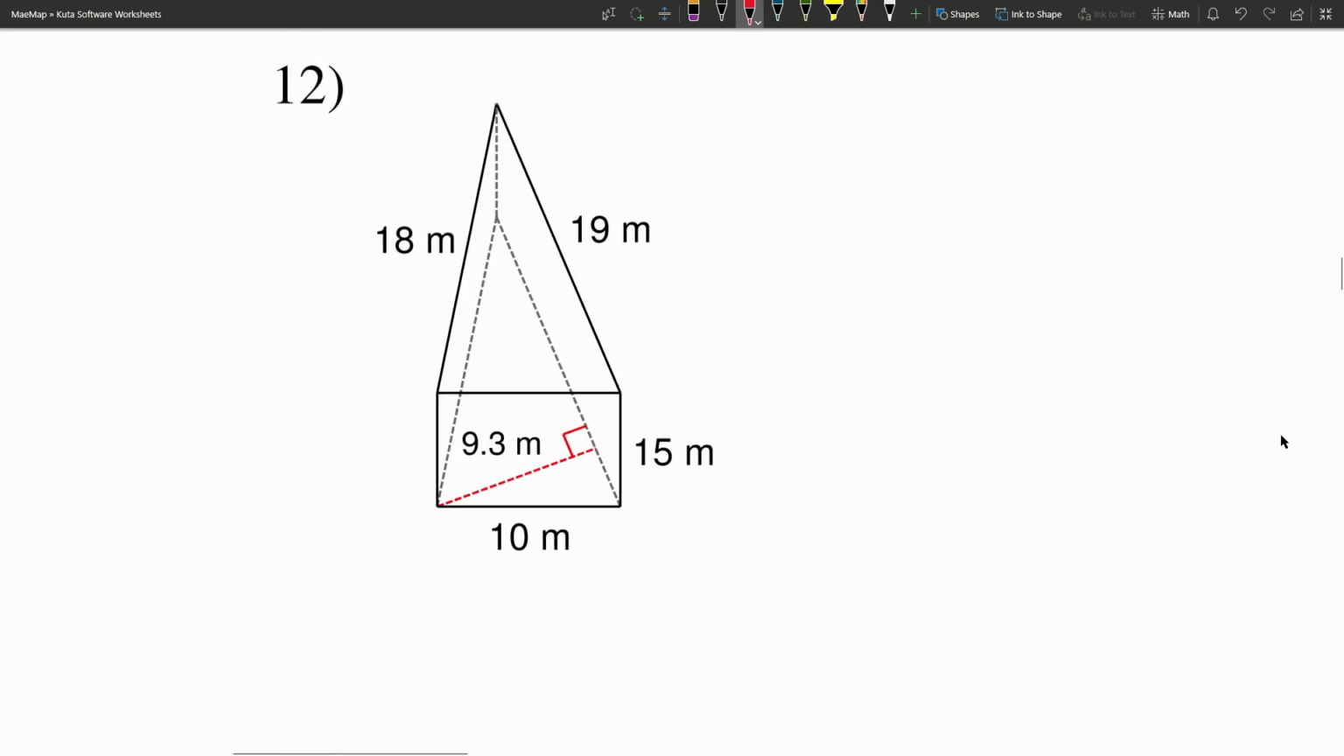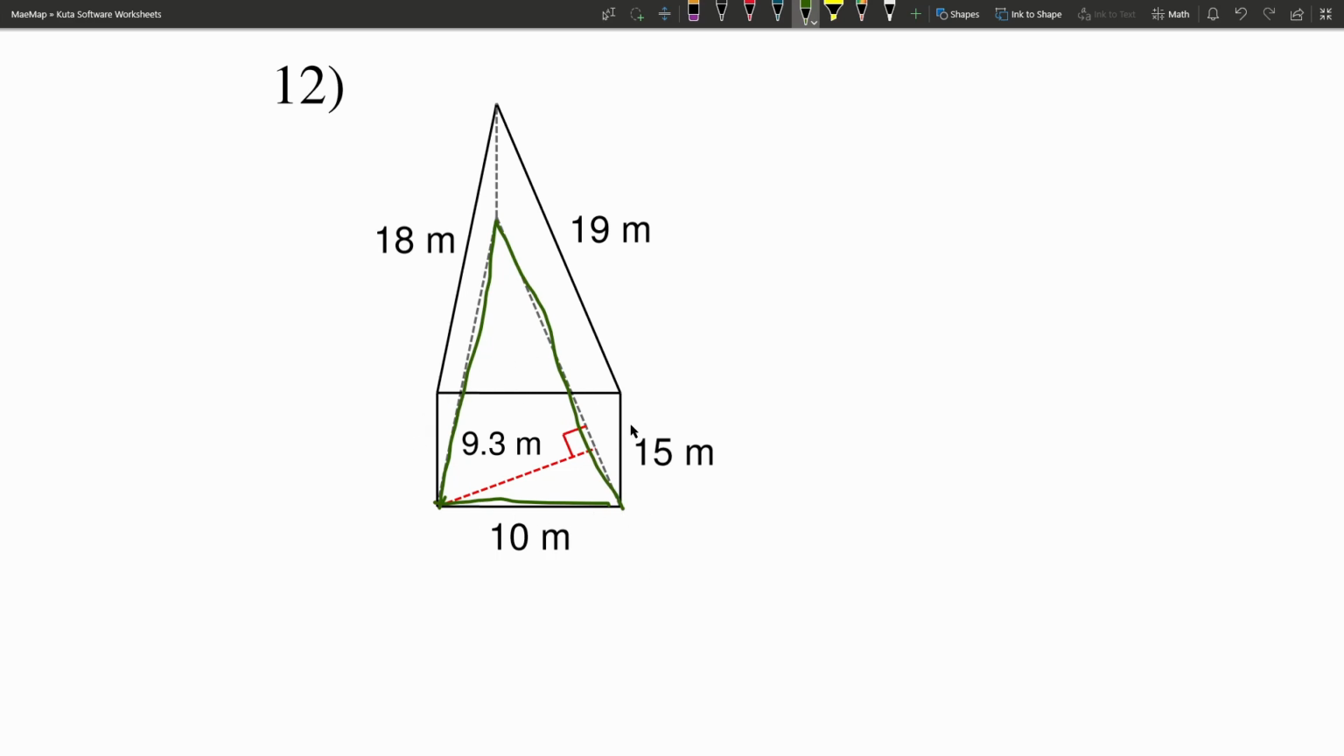In number 12, we don't have a pyramid. Instead, we have a prism. So let's identify that base. Well, we can see the base is a triangle. So for a prism, we do the area of the base times the height.